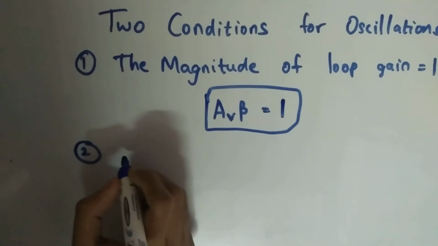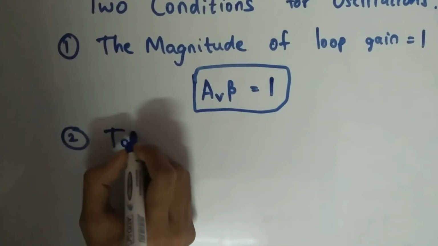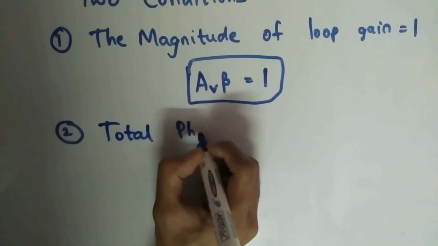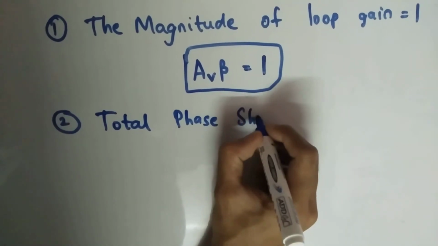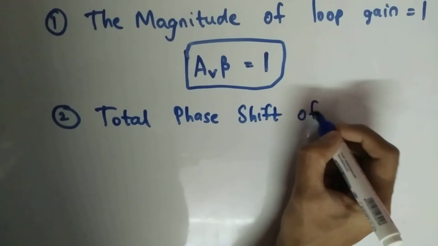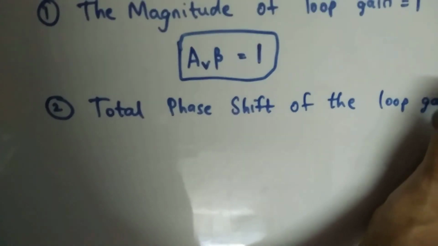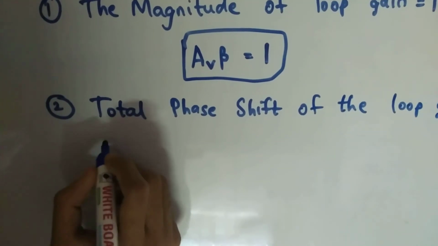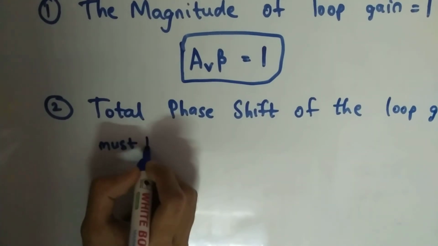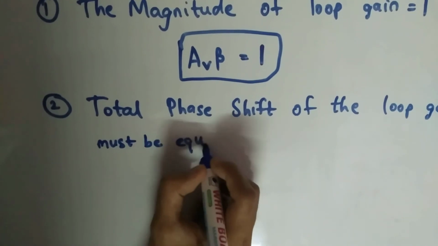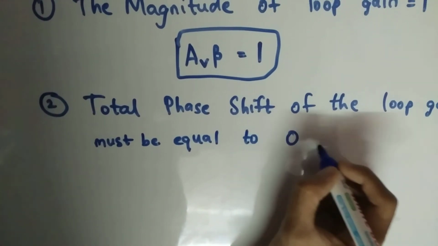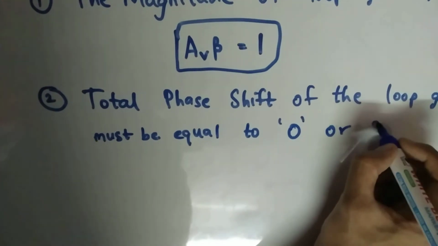The second condition is that the total phase shift of the loop gain must be equal to 0 or 360.